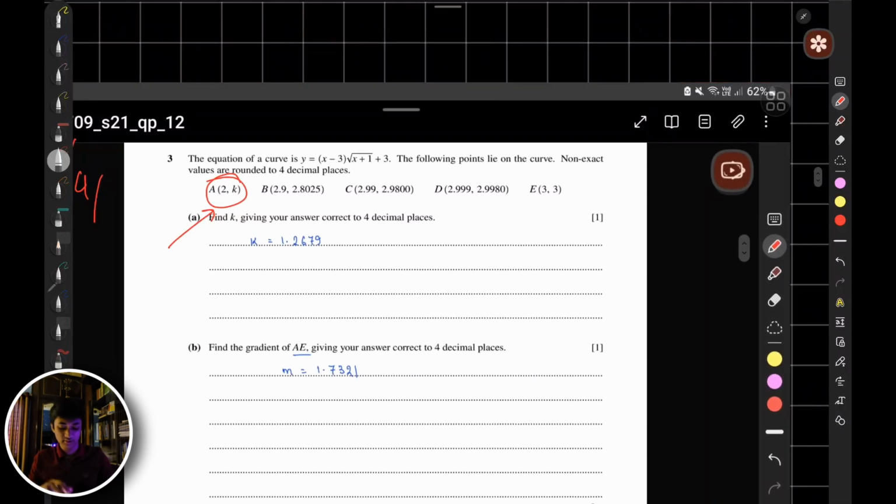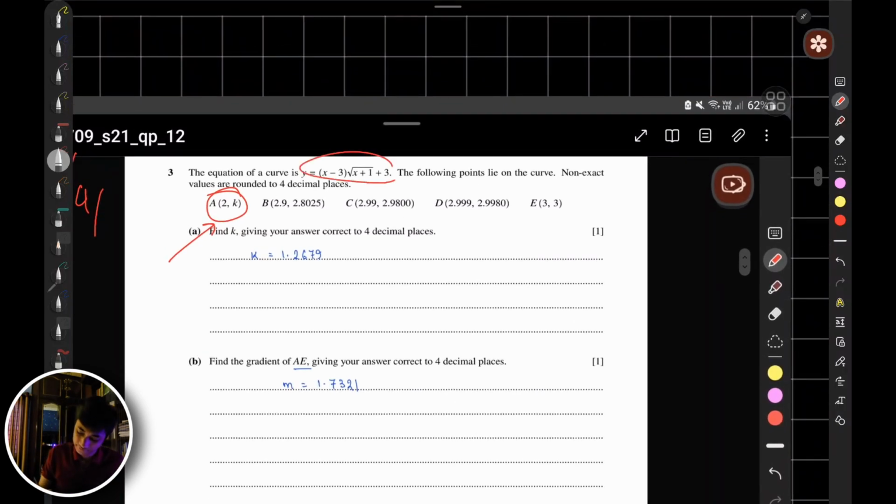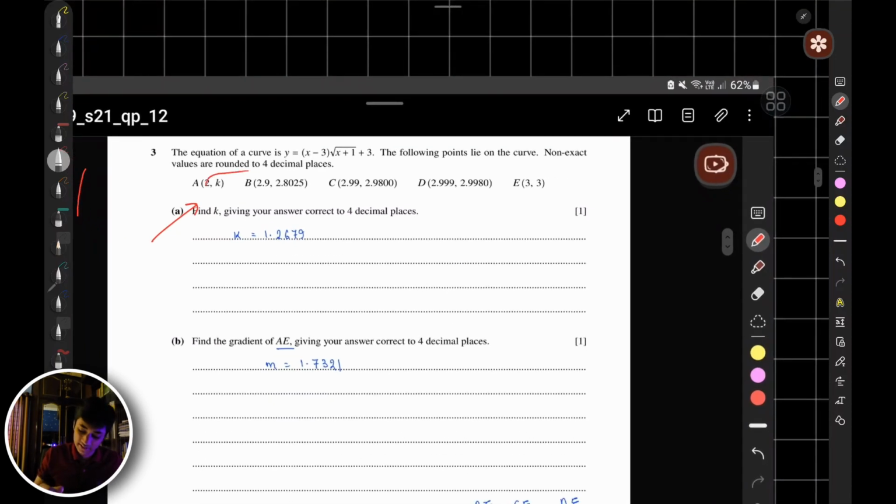So if A does lie on this curve, very simple. A is a coordinate on the curve. So you just plug in the x coordinate, and you should get the value of k, or the y coordinate. So just plug in the value 2, which is 2 minus 3, root 2 plus 1, plus 3, and you should be getting k is equal to 1.2679. Make sure it's 4 decimal places. So your answer should be k is equal to 1.2679.